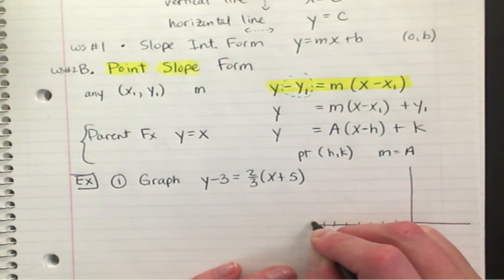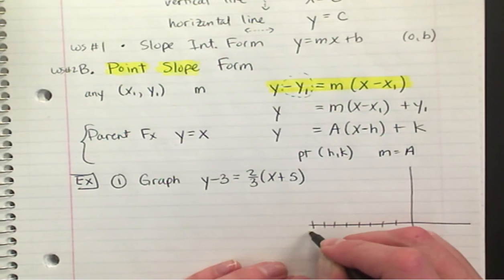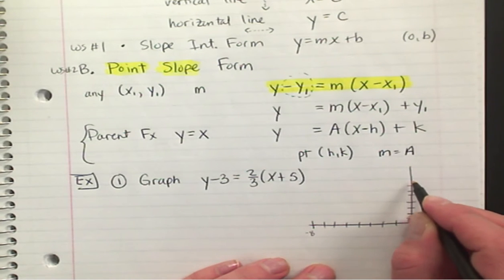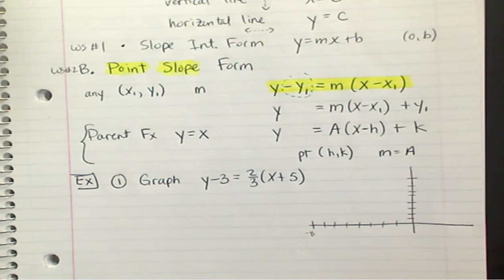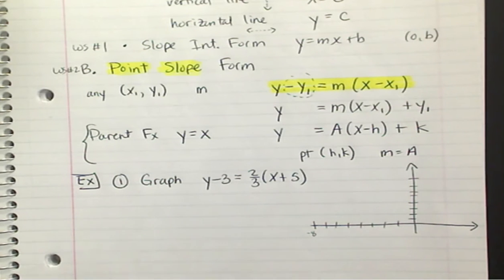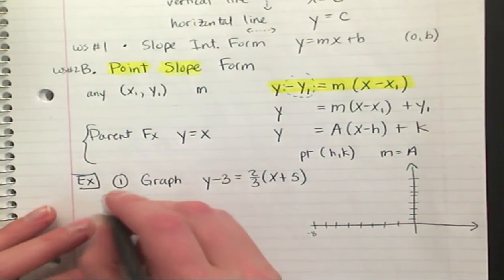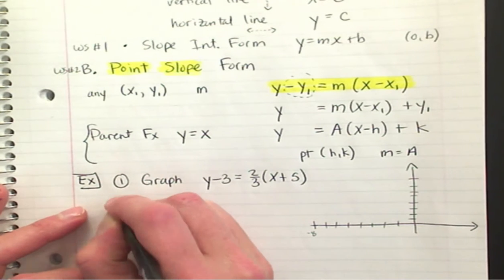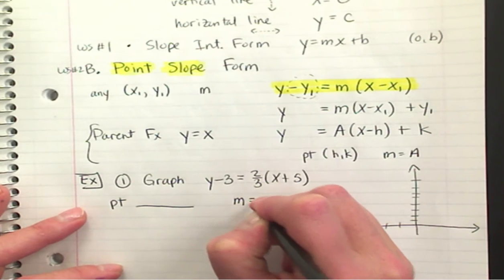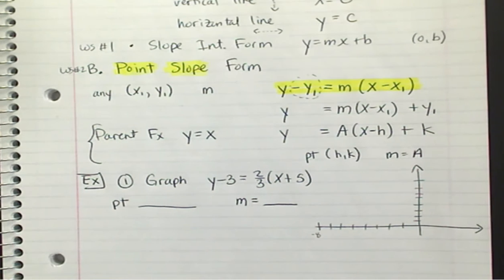I'm going to count out to 8. Okay. And graph. What do you need for a line? Well, 2 points, or point and slope. Point, slope. Pick them out, graph it.